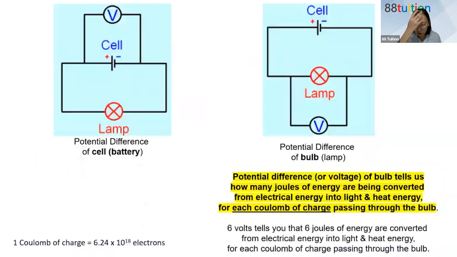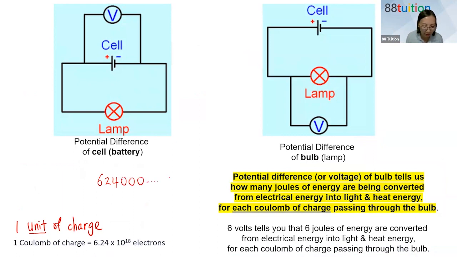Just to let you know, whenever we talk about 1 unit of charge, in set 3 and set 4, you're going to learn what that unit is. The unit is actually coulomb. You'll learn coulomb in set 3 and set 4. So 1 unit of charge doesn't mean 1 charge. It doesn't mean 1 electron. It actually means a huge number of electrons, which is 6.24 and then 16 zeros. So many electrons.